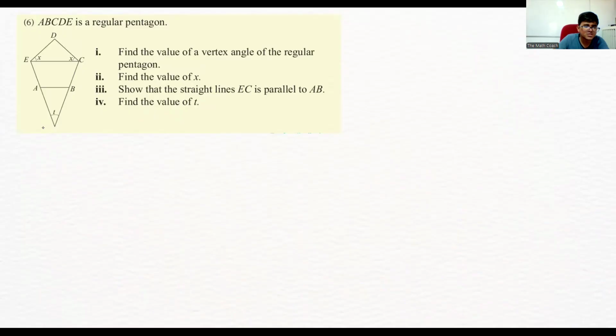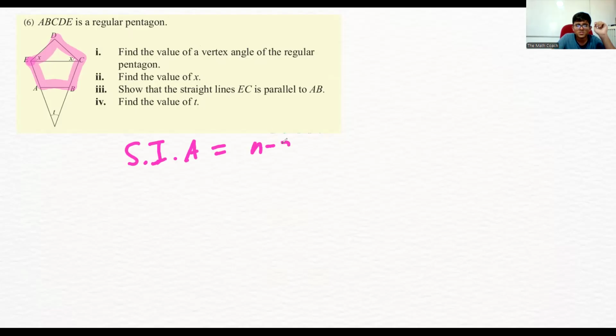I just color it like here. So this is a pentagon. You can see a pentagon there. And they are saying to find the value of the vertex angle of a regular pentagon. So simple. They're actually asking us to find the interior vertex angle of the pentagon, right? So the sum of the interior angles equals what? n minus 2 times 180 degrees.